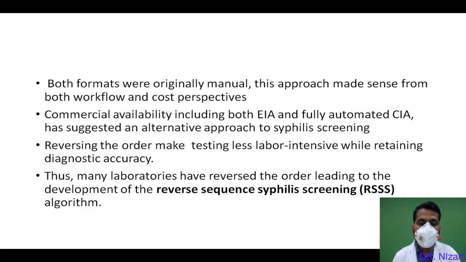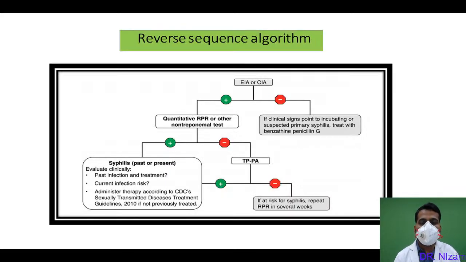And reversing the order makes the testing less labor intensive while retaining the diagnostic accuracy. Thus, many laboratories have reversed the order, leading to the development of the reverse sequence syphilis screening algorithm. Coming to the reverse sequence syphilis algorithm, here they use EIA or CIA, that is immunoassay or chemiluminescence assay, as the first test. Then, if it is positive, do the quantitative RPR or other non-treponemal test.